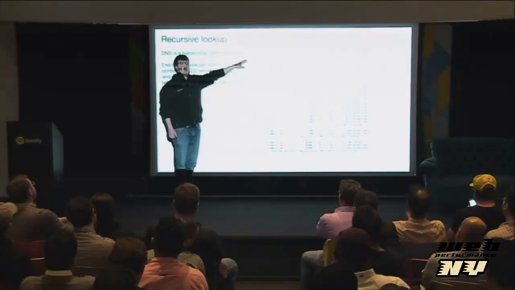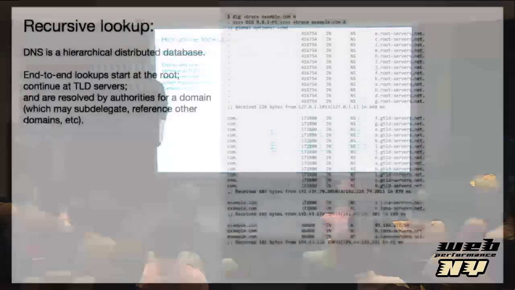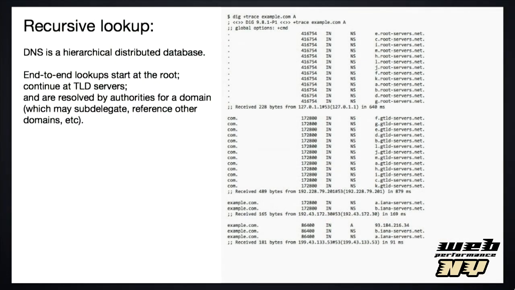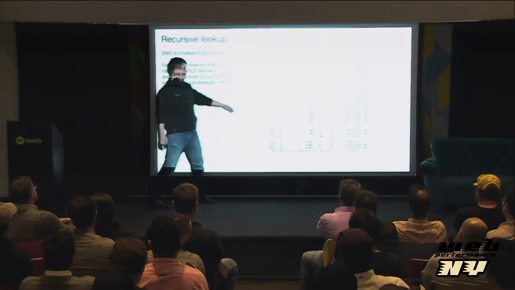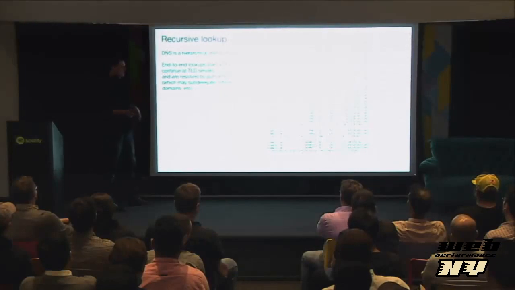We start there and ask the root servers, hey, do you know anything about .com? And they're going to tell you, well, I don't, but these guys over here do, the TLD servers. These are the top-level domain servers, and those are authoritative for all of com, and they know everything there is to be known about com and what's under it.